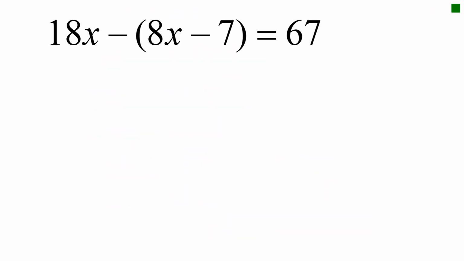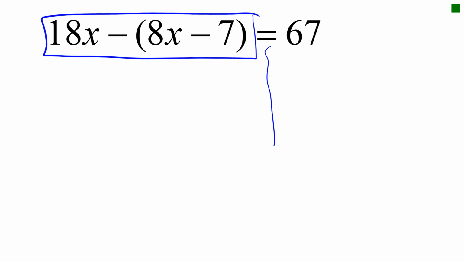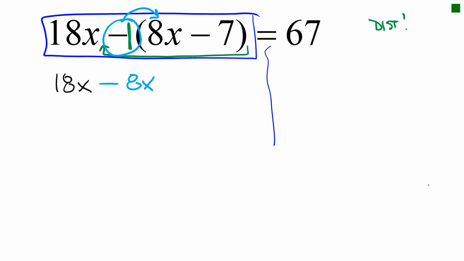All right, last slide of this group. Left side has the mess. Here's the important part. I've got 18x minus, and I don't have a number. Put the 1 there. So the first question, remember, you always ask yourself is, do I need to distribute? The hint is parentheses. When you do the distribution, take the sign with the number. So the 18x just comes down. I'm taking a negative 1 times 8x. That's negative 8x. I'm taking a negative 1 times negative 7. That's positive 7. And the whole thing just equals 67.